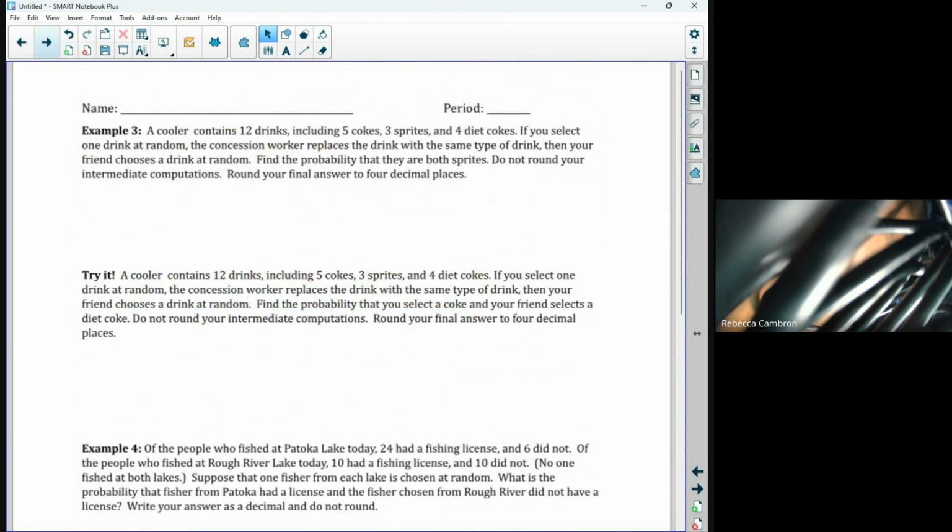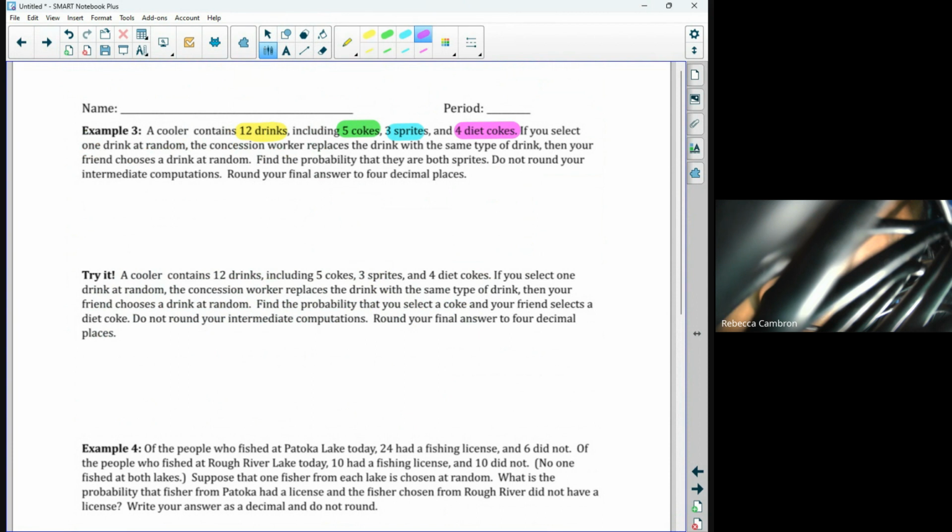Okay, same thing, but now we have word problems, so we're going to have to read carefully, pull out all the information that we need. Because a cooler contains 12 drinks, including 5 Cokes, 3 Sprites, 4 Diet Cokes. So here's my total, and then my breakdown: 5 Cokes, 3 Sprites, 4 Diet Cokes.